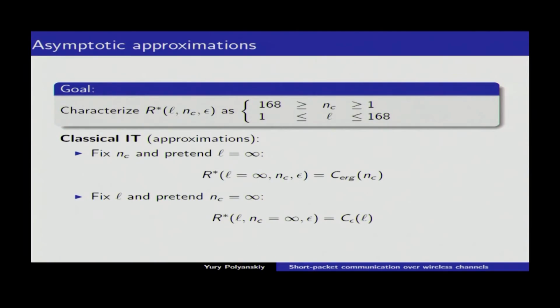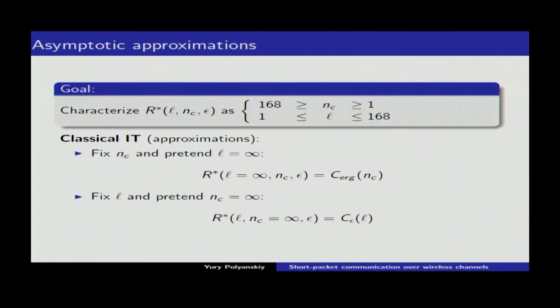Okay, so what's the game here? We have this number of diversity branches which ranges between 1 and 168, and the question is what's the maximum achievable rate? What's the best system that anybody can achieve? Again, if you ask a classical information theorist, he will tell you, I'm sorry, I refuse to answer this question because I need to take something to infinity.